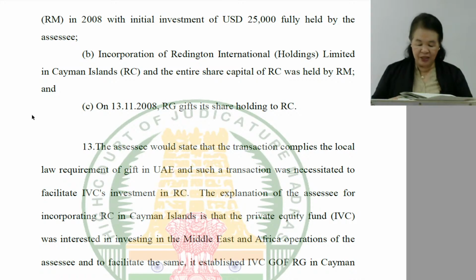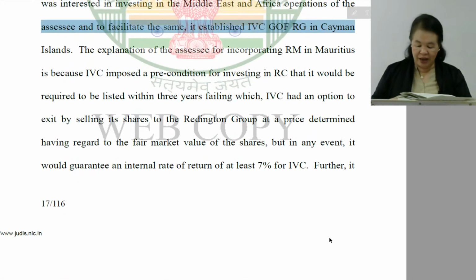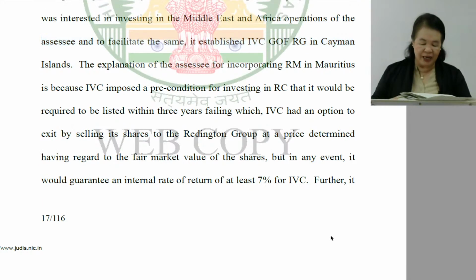The explanation of the assessee for incorporating RC in Cayman Island is that the private equity fund was interested in investing in the Middle East and Africa's operations of the assessee, and to facilitate the same, it established IVC's holding of RG in Cayman Islands.